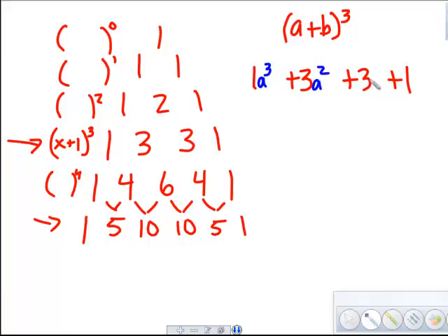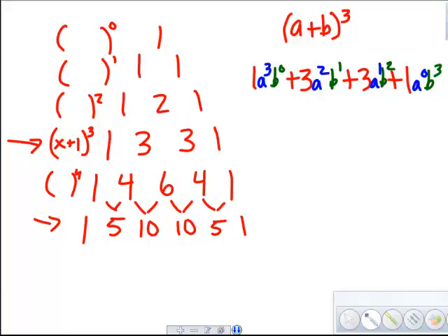So a to the second, then a to the first, then a to the 0. And then you would look at the second term, which is the b, and you would increase from 0 and up. So you'd go b to the 0, b to the first, b to the second, b to the third.